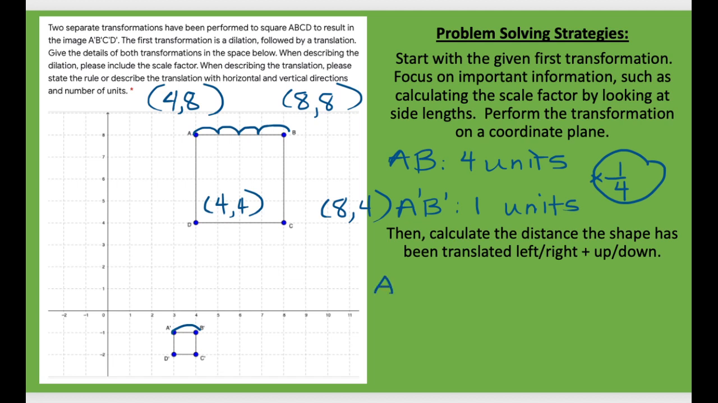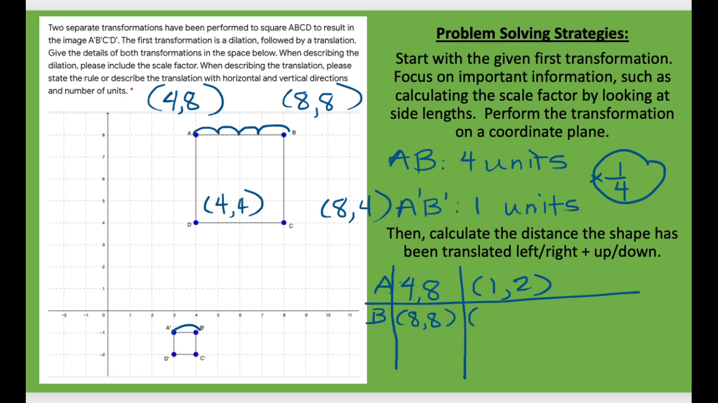Let's go ahead and say A, and then just make a table here, even though this really should be up here because this is the dilation. But anyway, A is at 4, 8. First, I'm going to multiply the 4 by 1/4. 4 multiplied by 1/4 is just 1. Now I'm going to do 8 times 1/4, which is 2. Okay, then I'm going to do the same thing for B. B was located at 8, 8. 8 times 1/4 is 2. 8 times 1/4 is 2.